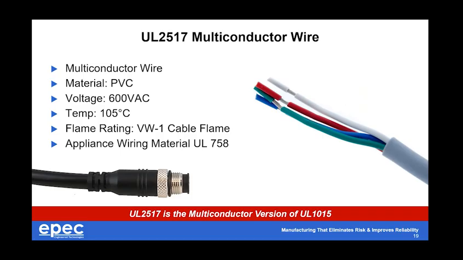Now, taking that single conductor version we just talked about, the UL 1015, and then bundling that with different wires of the same properties, but just different colors, we can produce a UL 2517 multi-conductor cable. Just like the others I've talked about here, these all employ PVC as the wire jacket material. However, these have a voltage rating of up to 600 volts AC and a temperature rating of 105 degrees C.